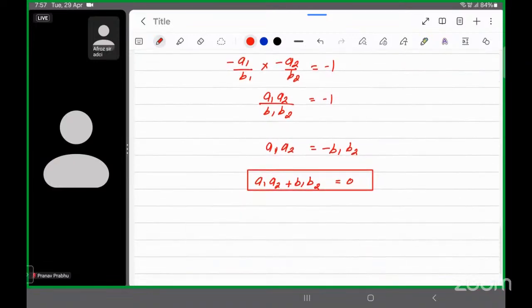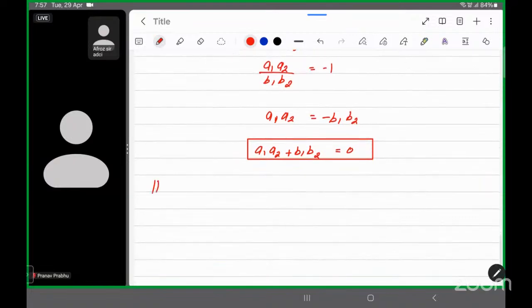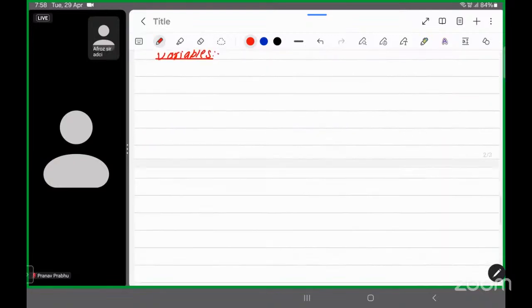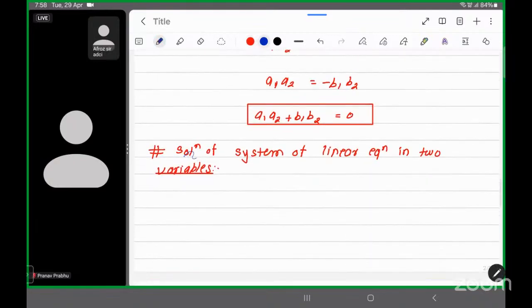Now we see the next concept, solution of a system of linear equations in two variables. Let's understand one thing. What is the solution? Solution means we are going to find the point of intersection.